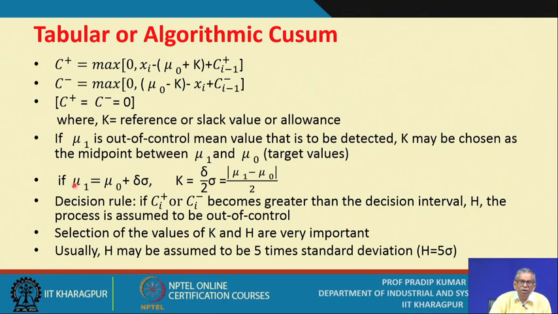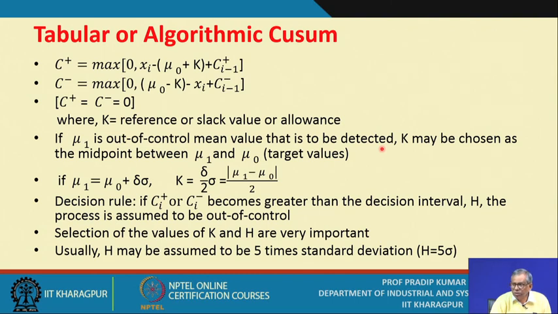And similarly, if the value of mu changes to 9 and this is considered a significant change, the sigma remains the same, but I will say that even mu equals 9 is not acceptable. This is the downward drift in the process. That's why it has become 9, and that may be the value of, say, mu2. Is it okay? So mu1 is the out of control mean value that is to be detected.